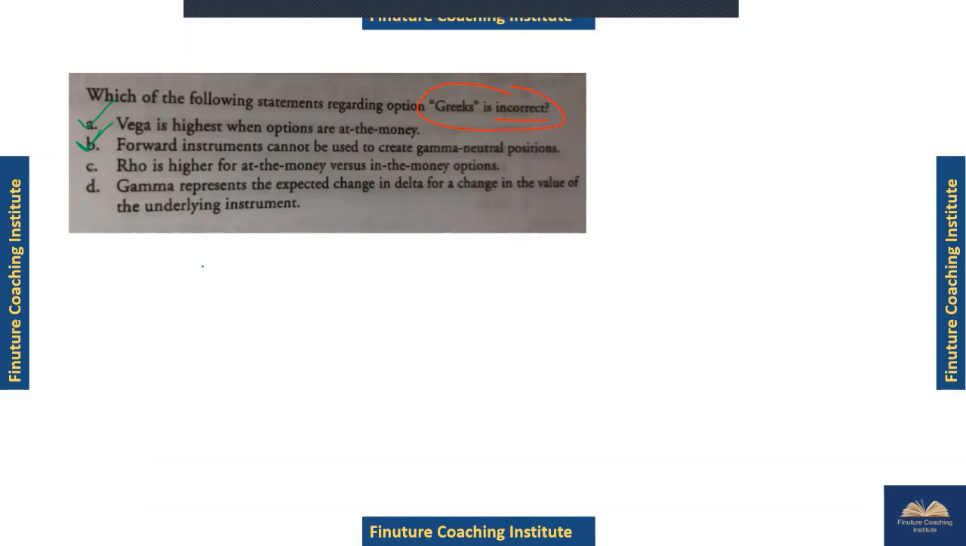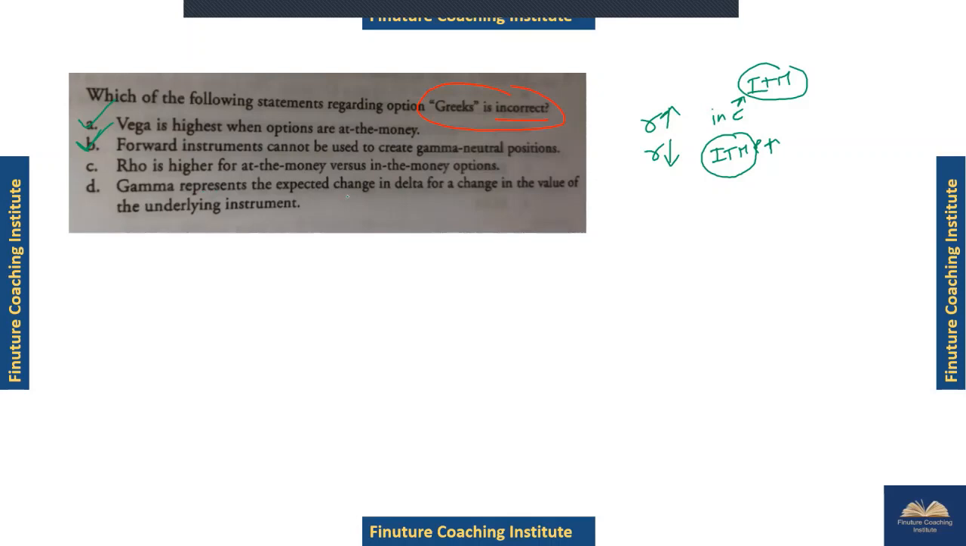It has been written vice versa, because rho is higher for in the money options. So when your rate goes up, your in the money call price is more sensitive, so it is higher. When your R goes up, your call price also goes up. When your R goes down, in the money put option price goes up. So these are more sensitive. Notice, in the money options. So this option is the incorrect one.